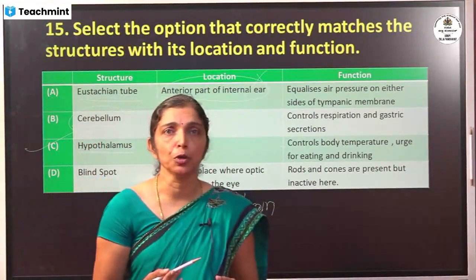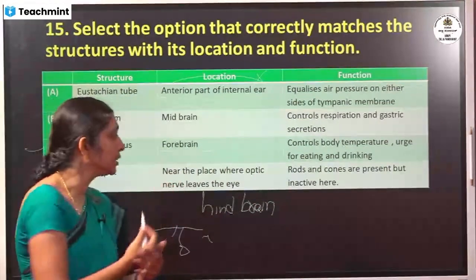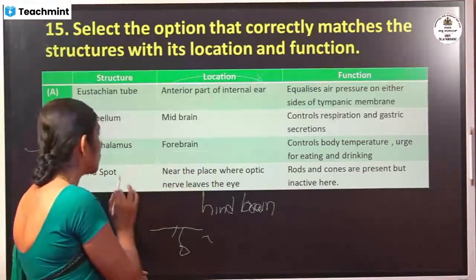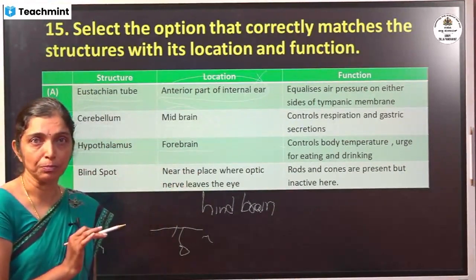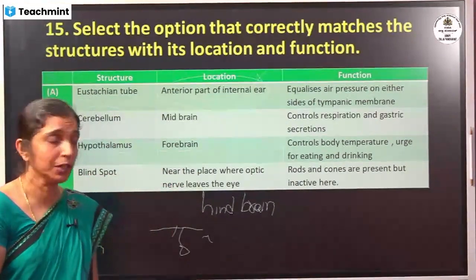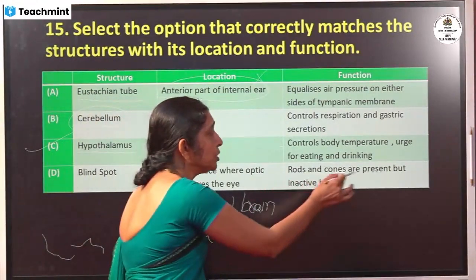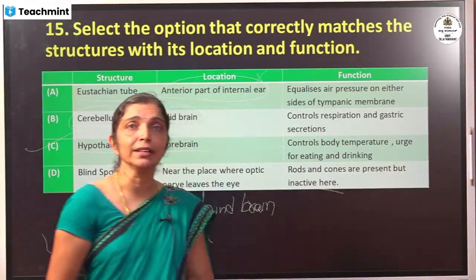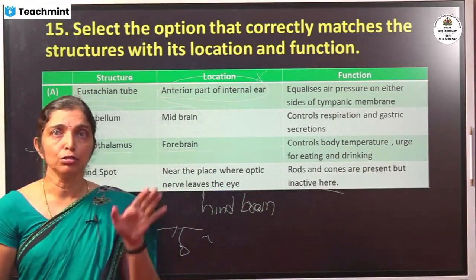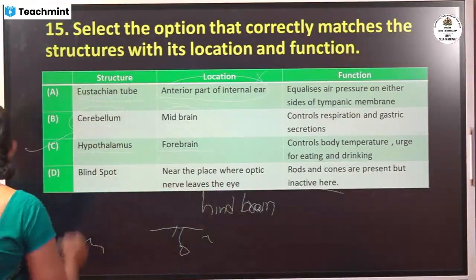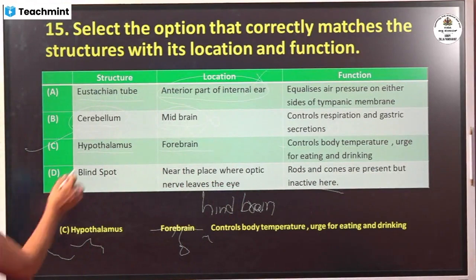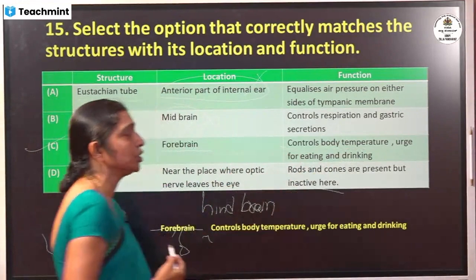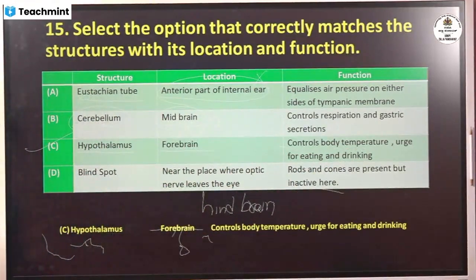And the blind spot. Here it is given as near the place where the optic nerve leaves the eye. Actually, the optic nerve leaves from this place, from the blind spot. It starts from that place. And whereas rods and cones are present but inactive here? No, here the rods and cones are completely absent. So the correct match over here is C, wherein we have the hypothalamus located in the forebrain, which controls the body temperature, urge for eating and drinking.